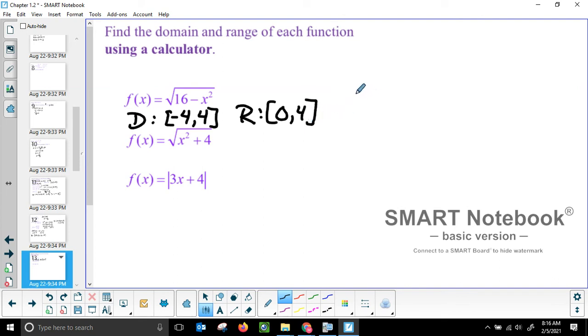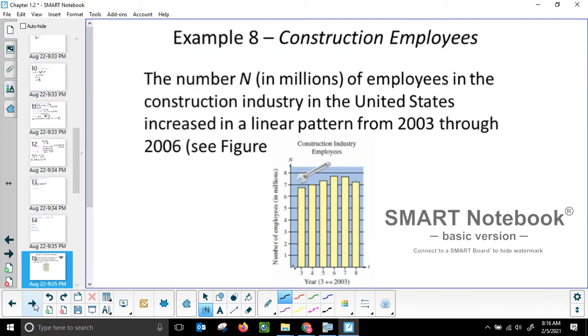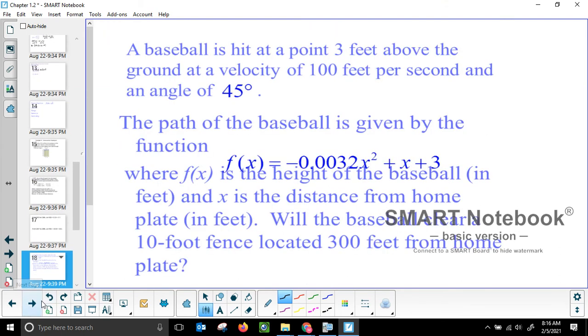Finding domain and range from a graph, like actually looking at a picture, isn't terribly hard at all. So I'm not going to spend a whole lot more time on those. If you need some extra help, just let me know. I'm more than happy to help you. We'll skip this stuff for the time being.